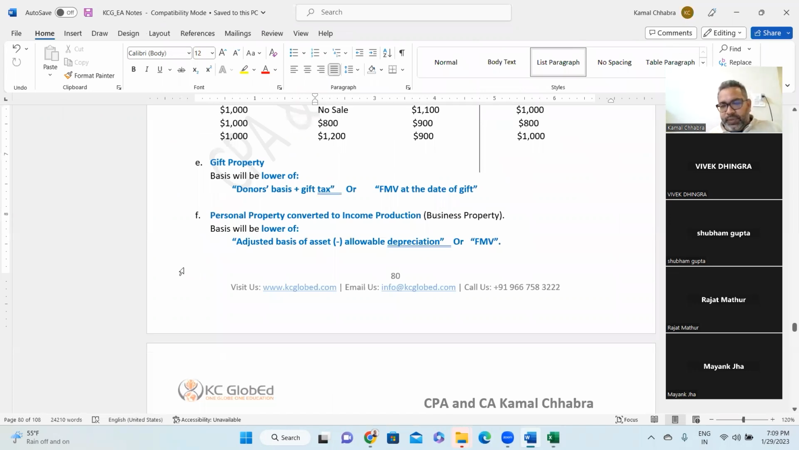Donor basis of gift plus the gift tax which you have paid, or fair market value at the date of gift, whichever is lower. So if you are taking any property as a gift, then you need to consider the basis as the donor value plus gift tax you have paid, or the fair market value on the date of gift, whichever is lower.